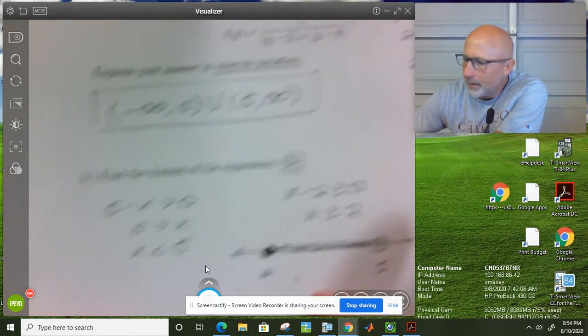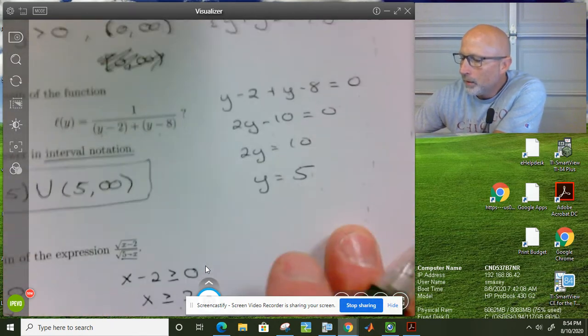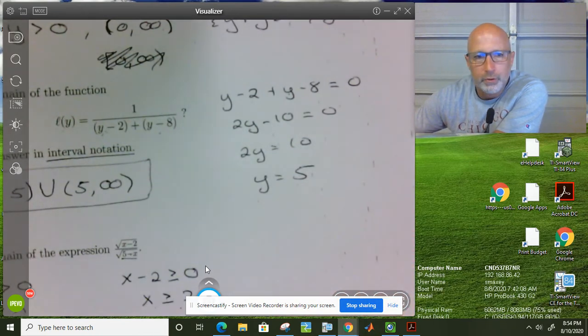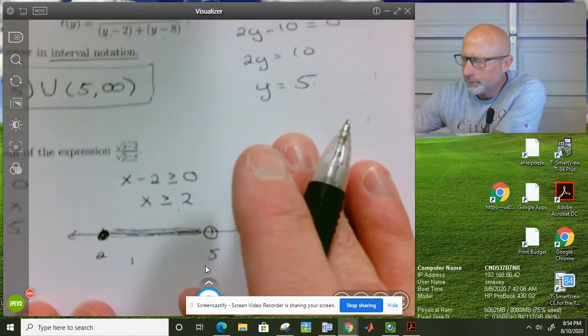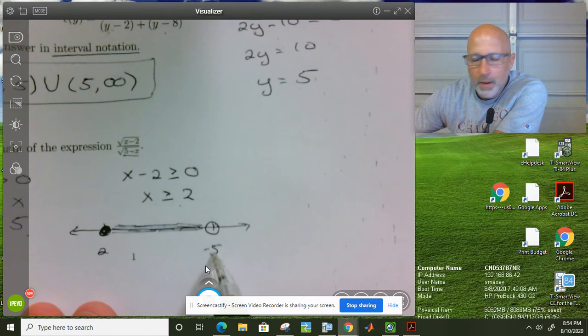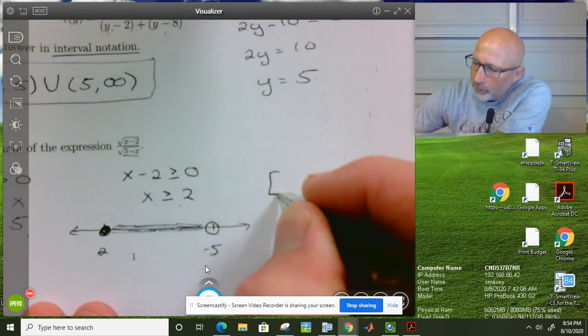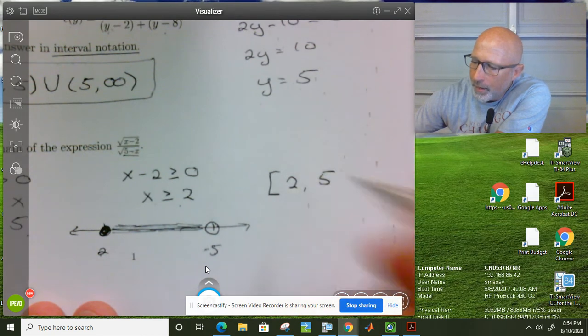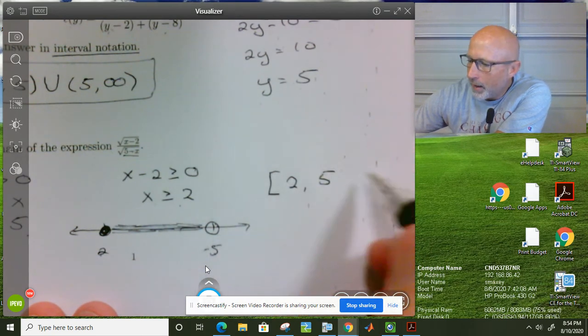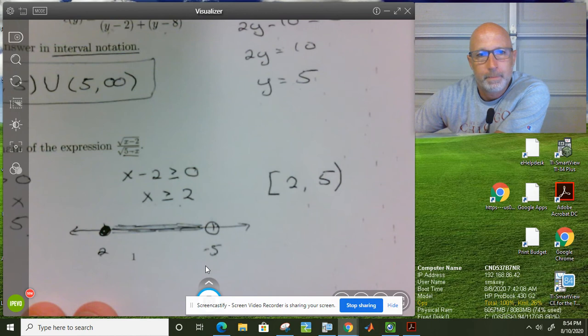Now, how do you write that in set notation? Okay, so in set notation, it's going to go from 2 to 5, but it can be equal to 2. So I write it like this, 2, 5. And since it can't be equal to 5, I write it as a parenthesis.